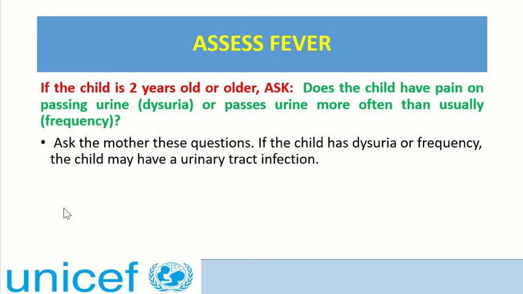Then, if the child is 2 years or older, you should ask: does the child have pain on passing urine, or pass urine more frequently? Most probably, if the answer is yes, the child has a urinary tract infection.